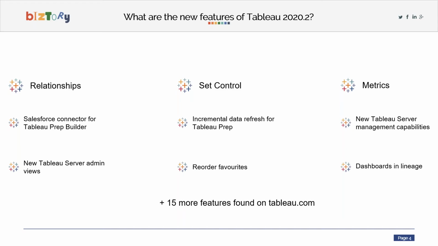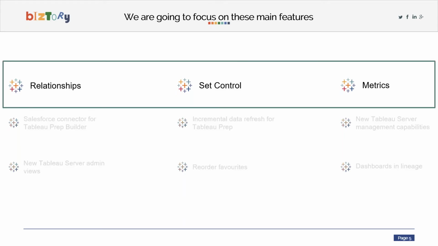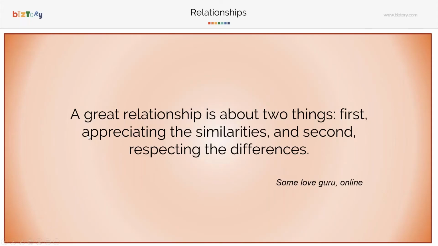So we've got lots of different options and new features coming out, plus a load more can be found on the Tableau website, but we're really going to focus in on these three main ones. So relationships is a big one, so we're going to focus in on that and what that can do. We're going to look at set control and metrics as well and see how they can be of benefit to you at your work.